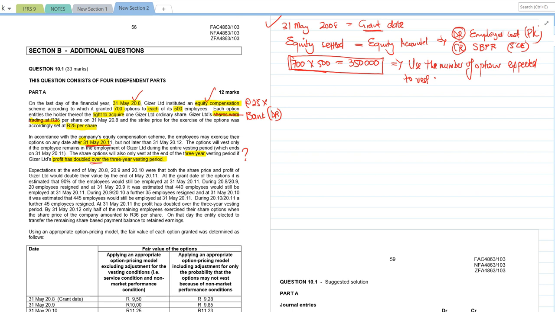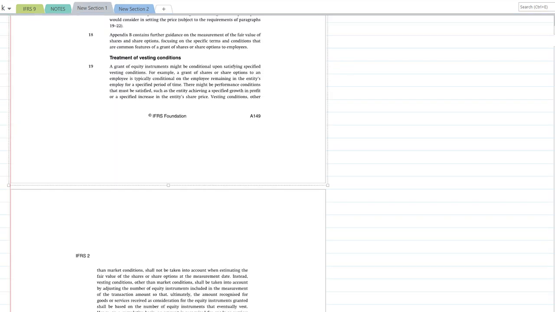Why? Because the profits of a company, number one, are non-market. These are non-market vesting conditions, and you take them into account in determining the number of options expected to vest. So where do I get this knowledge? Let me go to paragraph 19. Okay, now I'm in paragraph 19. I want to show you guys where this is coming from.